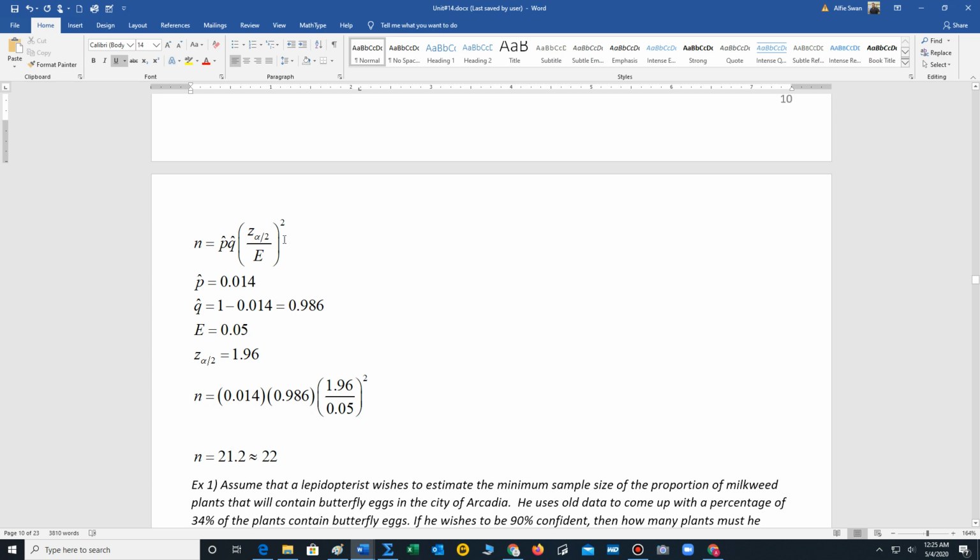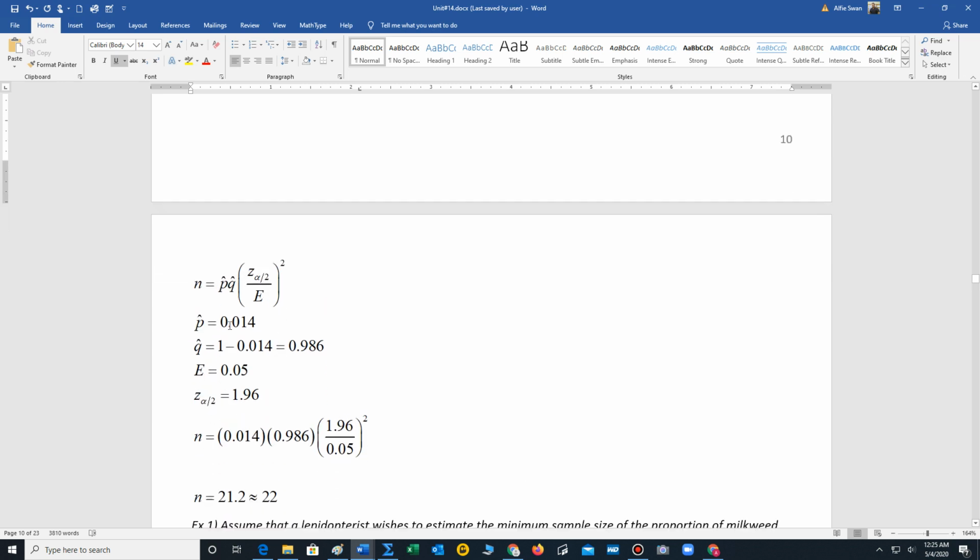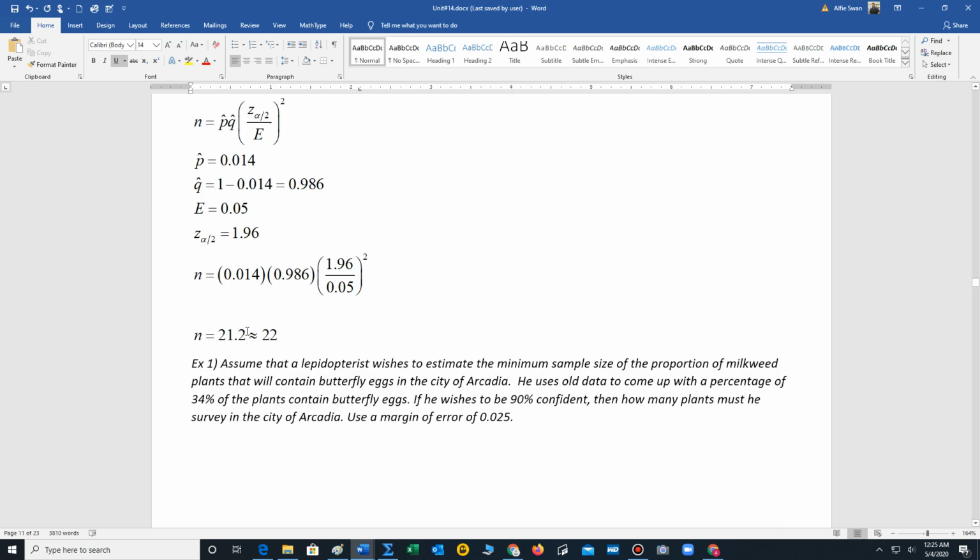Okay, so we know that p hat will be 0.014. 1 minus p hat is 0.986. 5% converts to 0.05, and if we look up z in our table F, that's going to be 1.96. Insert these values into our formula. Perform the calculations. We end up with 21.2, and we round up to 22. And that's how we compute the minimum sample for proportions.